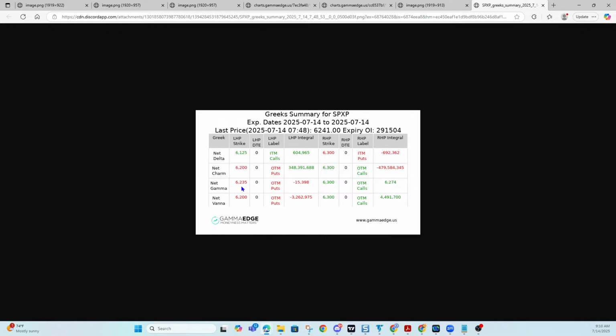Key sensitivity gamma levels, 6,235. Again, that's that index and bottom of transition as well as bottom of DS. So again, if we get below those levels, we could increase the speed to the downside, and then to the upside, 6,300. If we did get above 6,300, we'd start kicking in that gamma there, and that would most likely increase the speed to the upside if we have the volume to push us to the upside.